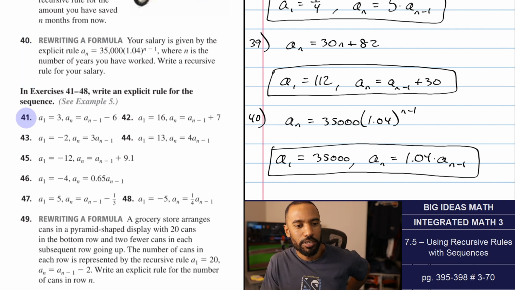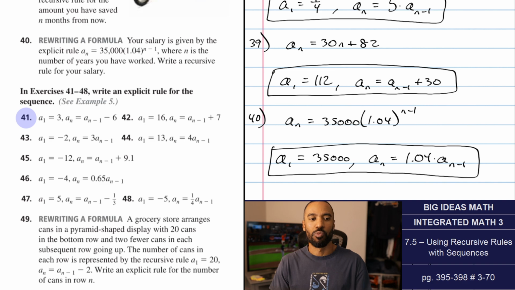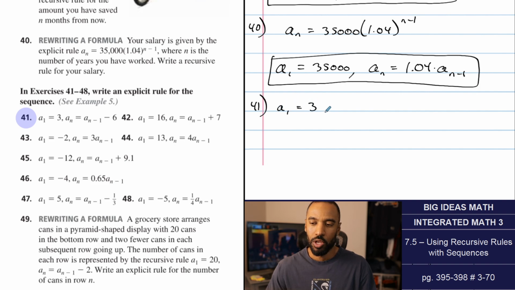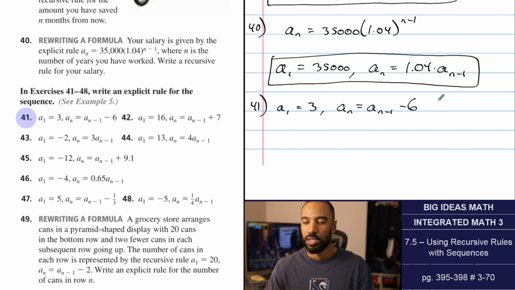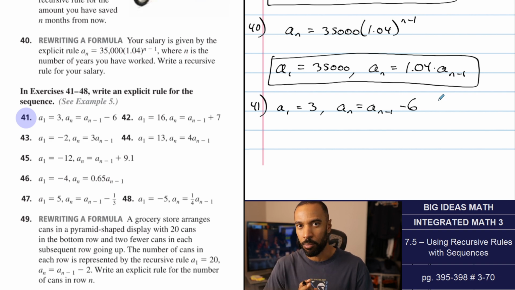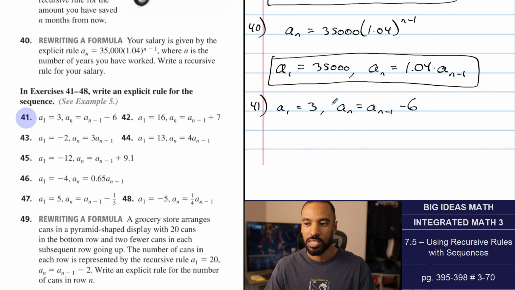Okay, in 41 to 48, write an explicit rule for the sequence. Don't mind if I do. So this time we're given the recursive rule. We just have to spell out what kind of sequence it is, arithmetic or geometric, determine its common difference or ratio based off that, and then write it given the formula that we know for it. This is arithmetic given a common difference. We're subtracting 6 each time. Our first term is 3.